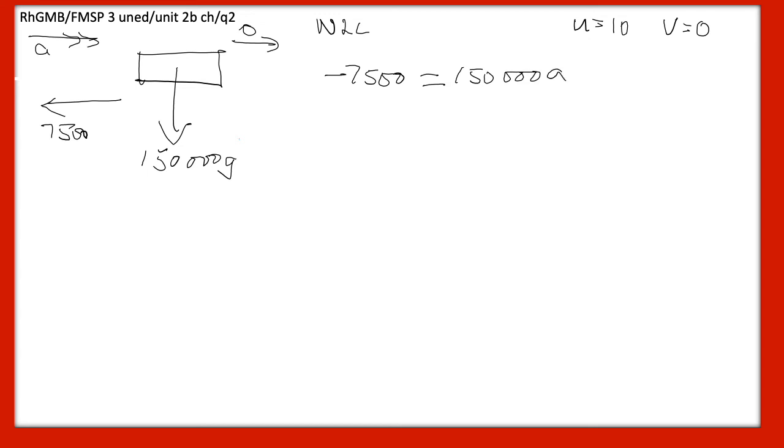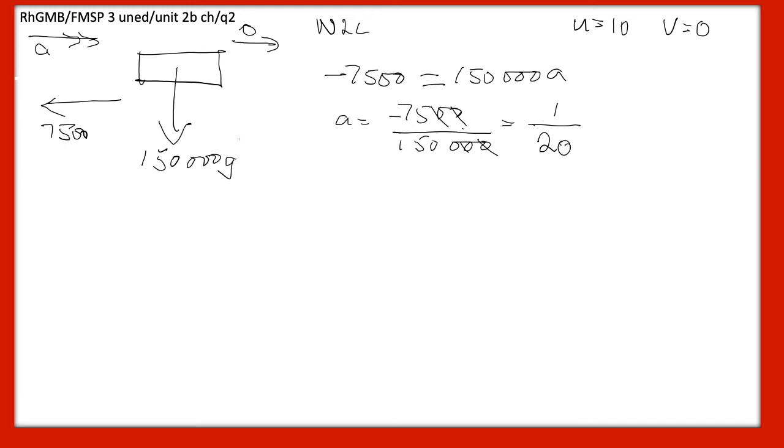So therefore, fairly obviously, my a is going to be minus 7,500 divided by 150,000. And I could do with getting rid of a few zeros. I got 75 over 150, which is clearly 1 over 20. Over 1,500, not 150, behave yourself. I knew it was 1 over 20. Just had a little brain freeze there.